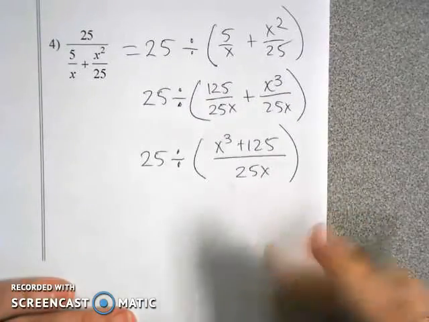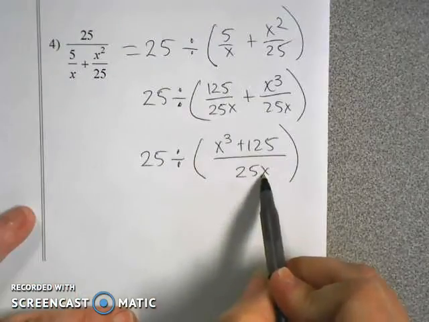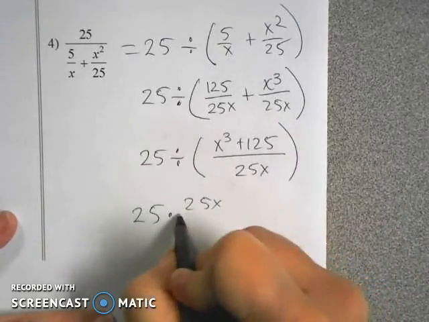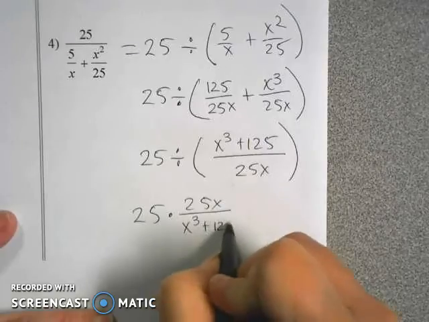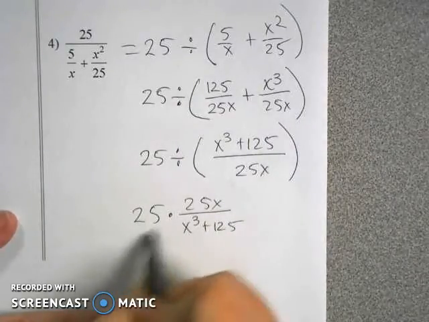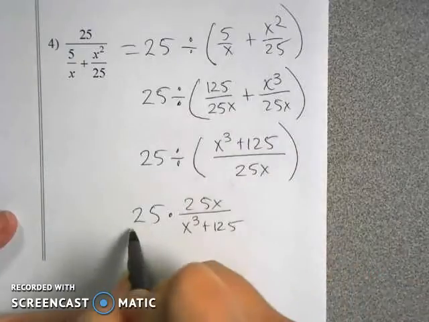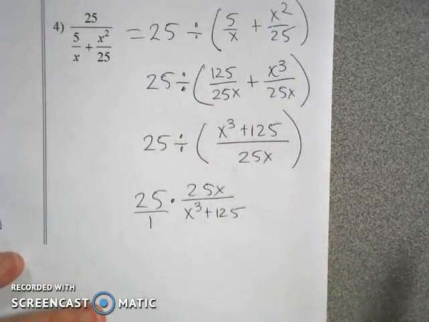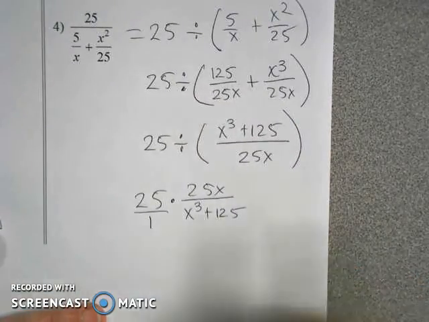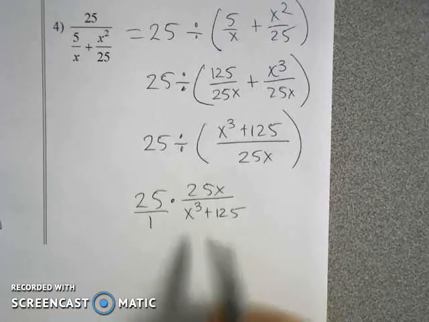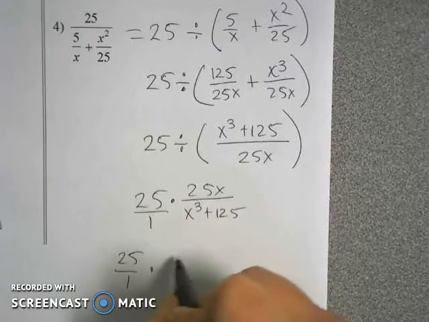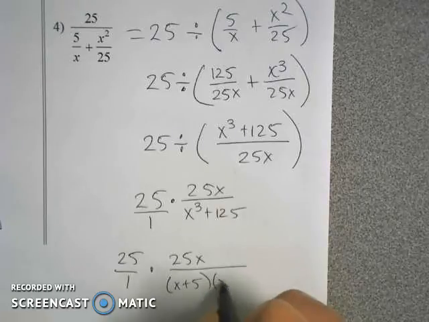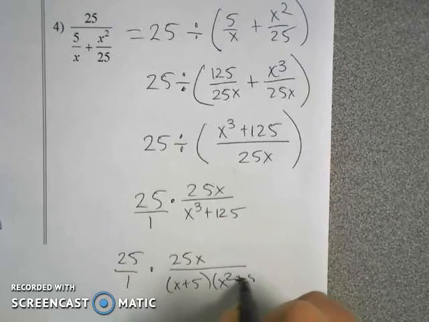So now we have this division problem. We're dividing by a fraction, so that means we need to multiply by its reciprocal. So this is really 25 times 25x over x cubed plus 125. Now keep in mind that anytime you have an integer, it does have a denominator of 1. So I'm going to make it look like a fraction because it is, technically. And I'm going to look to see if there's anything that can be cross-canceled. Even if I factored here, which by the way, this is a sum of cubes, even if I factor, it doesn't look like we have anything that we can cancel. Sorry, that's supposed to be minus 5x.